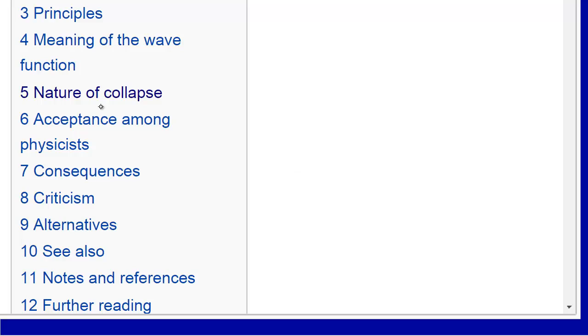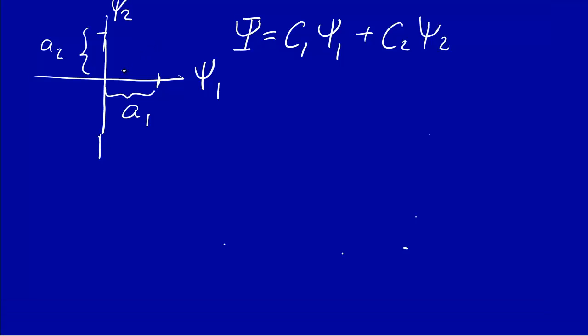What we're doing in the Copenhagen interpretation is collapsing the wave function on a particular basis set vector. In other words, here's the wave function, corresponding to some linear combination of psi 1 and psi 2. And what we're going to do in the Copenhagen interpretation of quantum mechanics is collapse this wave function along one of these axes here.